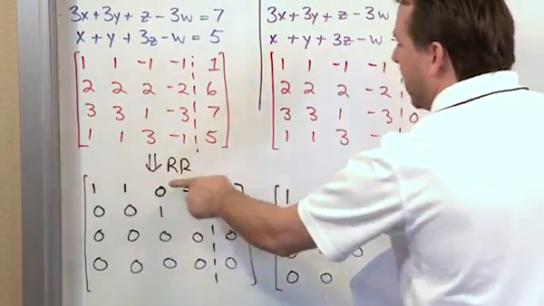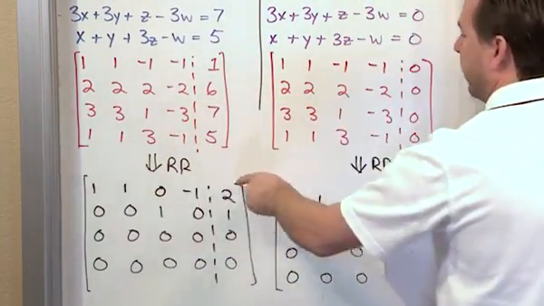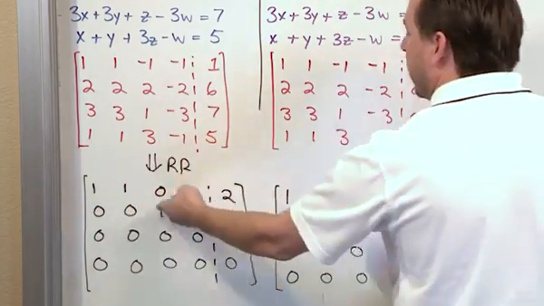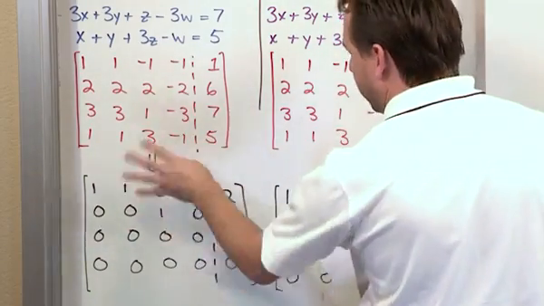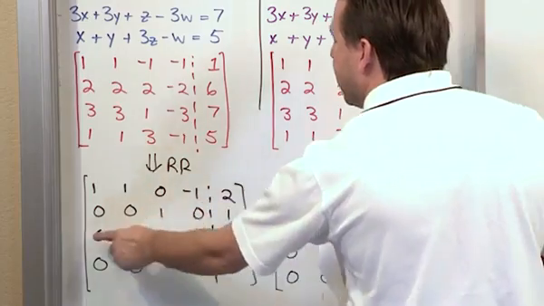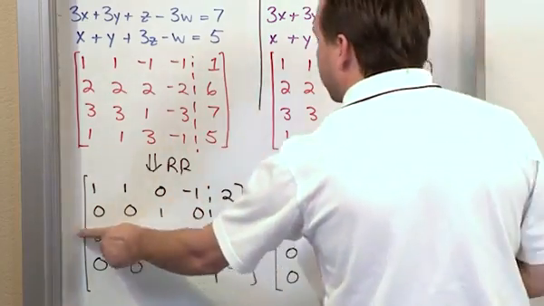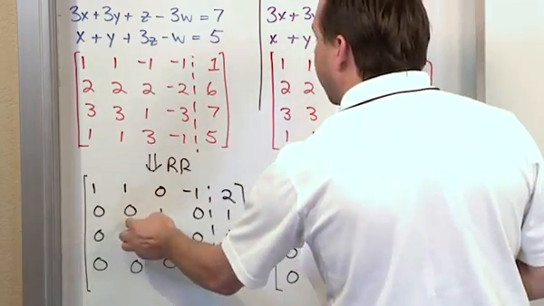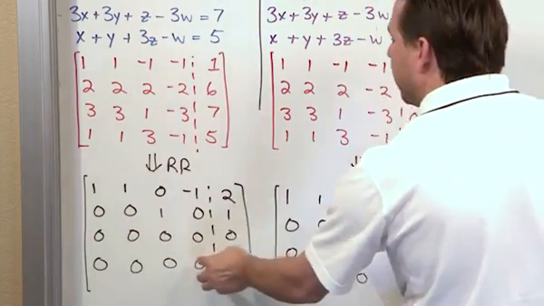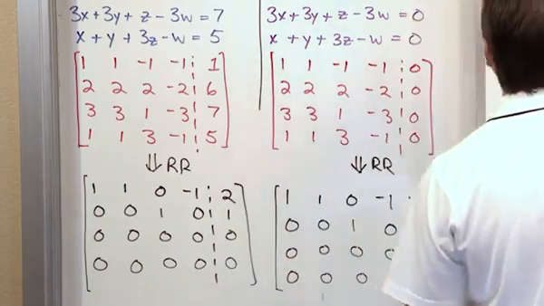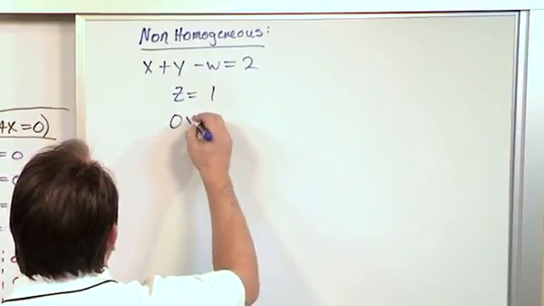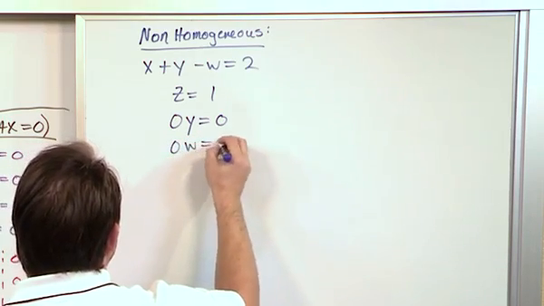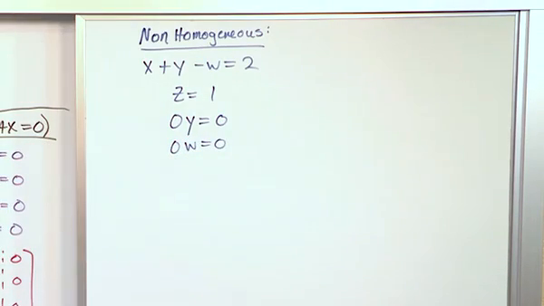Now, if this equation was left alone and it represents some information about x, y, and w, and this equation was manipulated with a row reduction such that it gives you information about z, then even though this is all zeros and this is all zeros, we're going to say that this third equation gives us information about y, the second variable, and this equation gives us information about w, the fourth variable. What I'm trying to say is 0 times y is equal to 0, and 0 times w is equal to 0. Make sure you understand that.